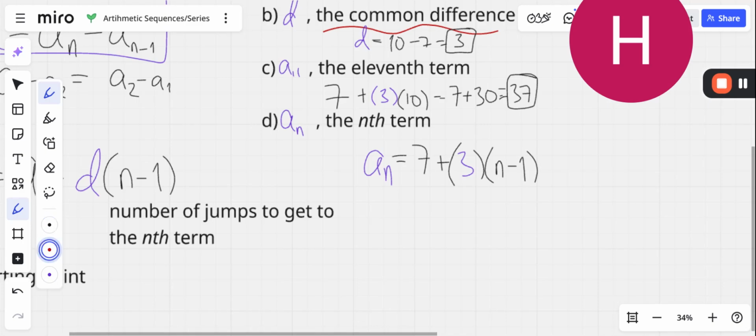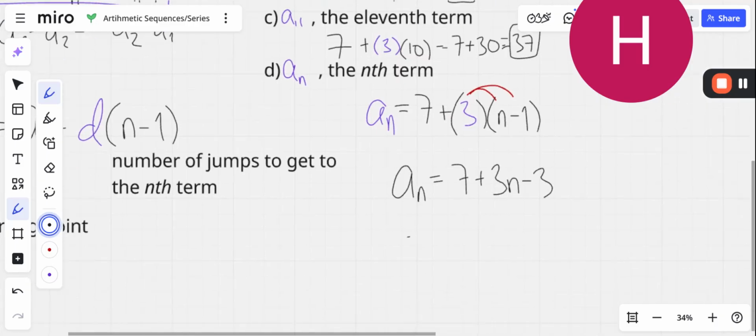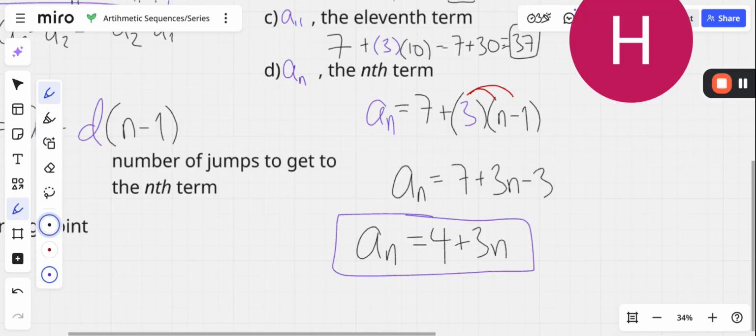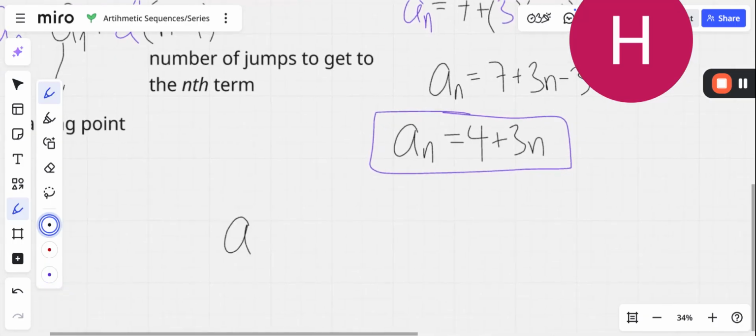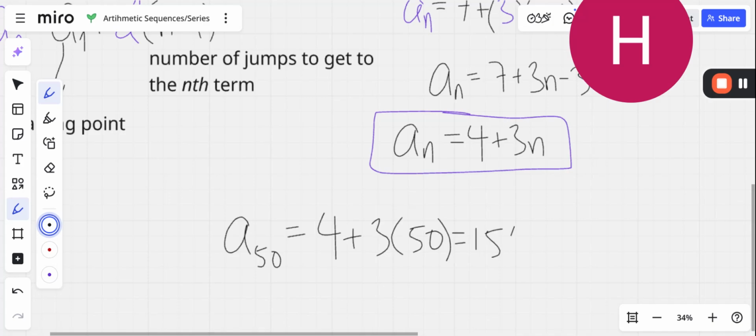And there's a way to simplify that if we just distribute this. So really we can say that an equals 7 plus 3n minus 3, or we can simply call this 4 plus 3n. So what this does, guys, is this gives us a formula so that I can find the nth term right away. I don't need to count one by one. I could just say, what's the 50th term, and just plug in 50 for n, and that would tell me the 50th term. Apparently it's 154.